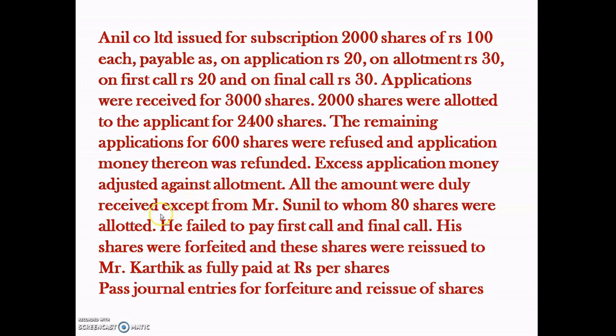All the amounts were duly received except from Mr. Sunil, to whom 80 shares were allotted. He failed to pay first call and final call. Here Mr. Sunil was allotted 80 shares, but he failed to pay the first call and final call, means this is the case of calls in arrear. Next, his shares were forfeited. After that, the company decided to forfeit Mr. Sunil's shares. According to that, his shares were forfeited and these shares were reissued to Mr. Karthik as fully paid at rupees 80 per share. So pass the journal entries for forfeiture and reissue of shares.